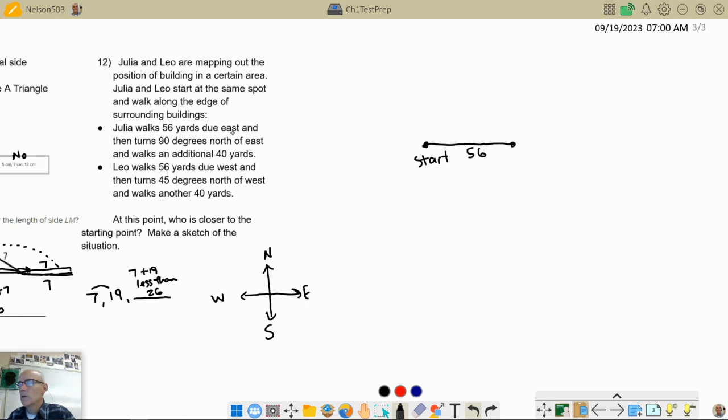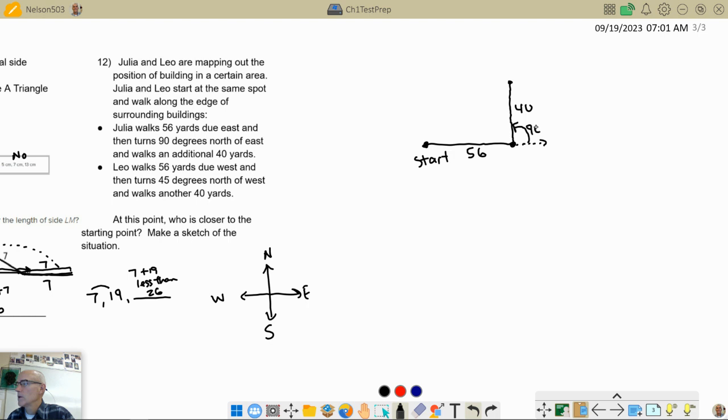Then it says she turns 90 degrees north of east. Now, somebody was kind of like, what? That means she's just going north. If she turns 90 degrees, and how far does she go? 40 yards. She goes exactly 40 yards. And so let me just show you what I'm talking about. She was going that direction, but she just turned 90 degrees up here, right?